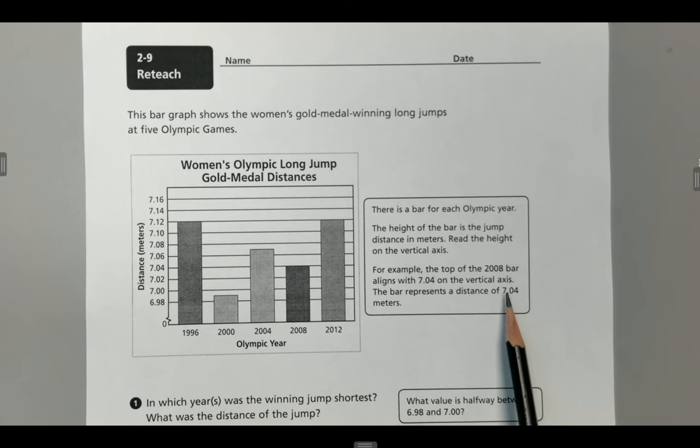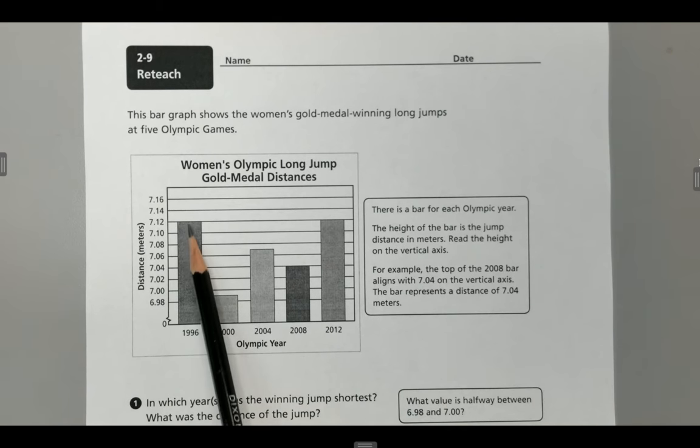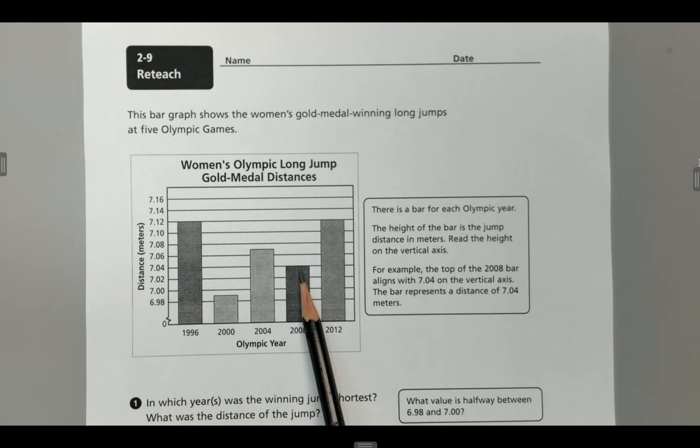And I'm going to read the teacher note here. There is a bar for each Olympic year. True. The height of the bar is the jump distance in meters. Read the height on the vertical axis. For example, the top of the 2008 bar aligns with 7.400 meters on the vertical axis. The bar represents a distance of 7.400 meters.